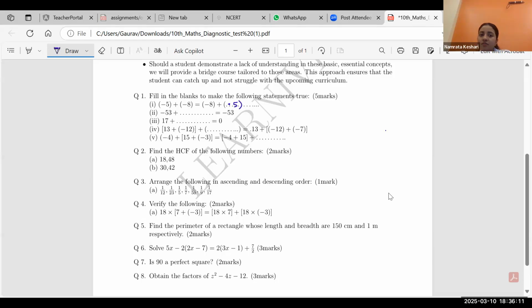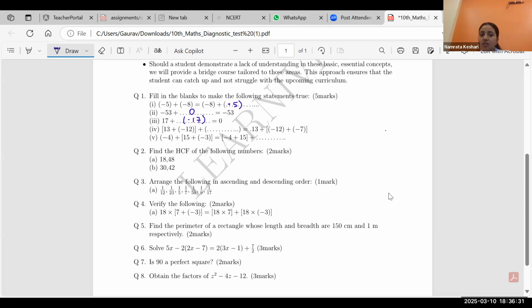Next, what should be added with -53 to get -53? 0. Perfect. Next, 17 added with which number is 0? -17. Perfect.